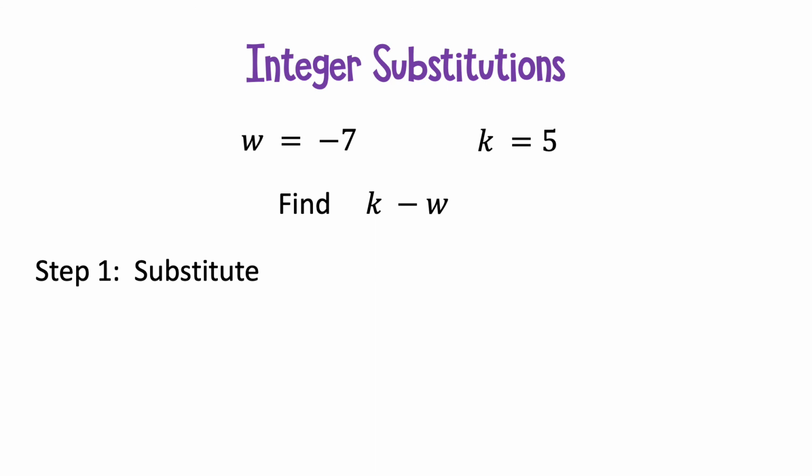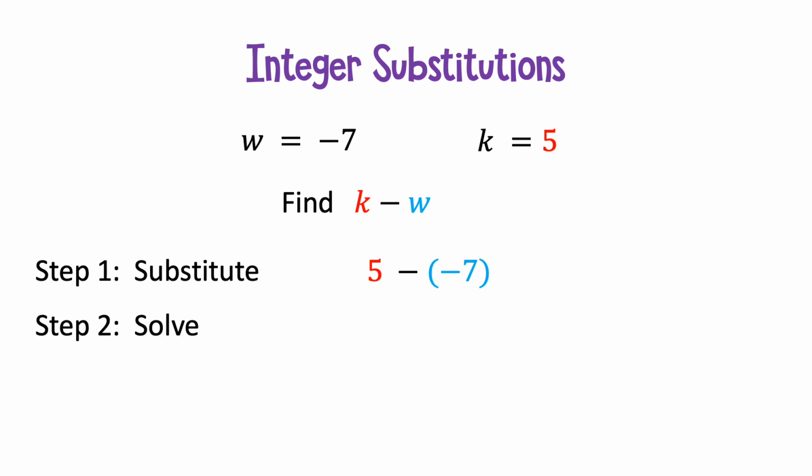We could find k minus w. So we'll substitute. That will give us 5 minus negative 7. So in this case, we have two negatives. We're saying positive 5, take away negative 7. When you see two negatives, we're going to make them into a positive. And that simplifies the problem so that 5 plus 7 is 12.